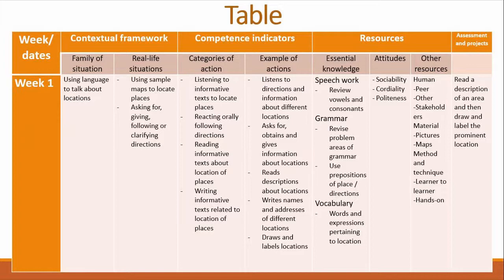And we move to the competence indicators, divided into two. We have categories of actions and examples of actions, as I said. And we have the verbs in gerund too. We have in the examples of actions that is addressed directly to the student. And you see here we are using the verb in the simple present tense at the third person singular, like a student. He listens to directions and information about location and so on. And the verb here: asks for, obtains, and so on. Reads, writes. So in the examples of action, we have to use the verb in the simple present tense, third person singular.